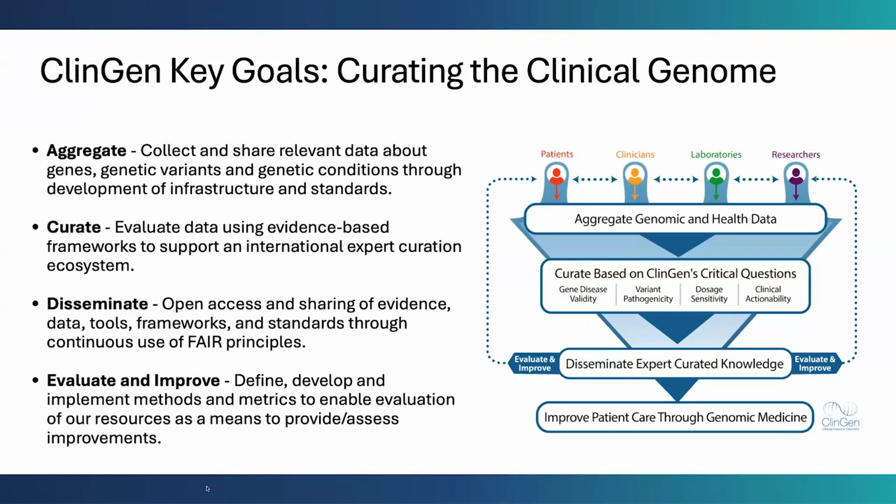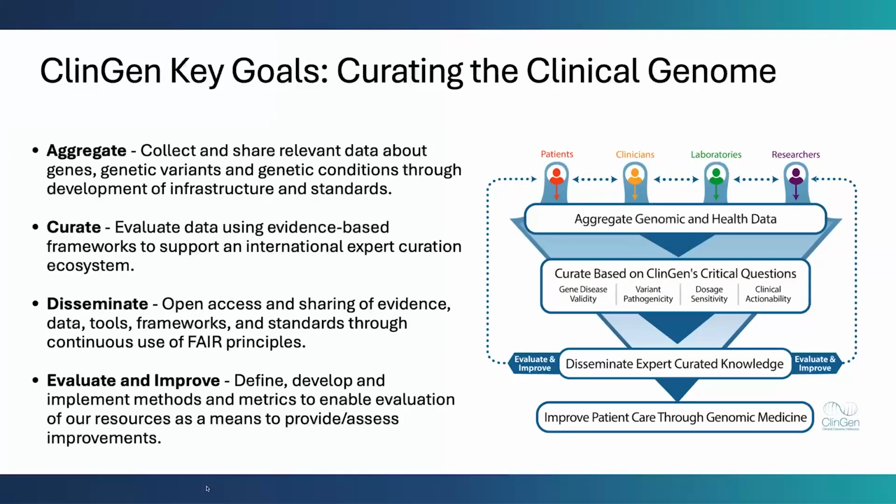And our key goals in this are really to aggregate, right? We want to collect, which is what aggregate means, but also to share relevant data we have about genes, genetic variants, and genetic conditions through the development of our infrastructure and standards. We also curate, right? That's the core of what we're doing, what Mondo does, what several other resources do. We evaluate that data using evidence-based frameworks that we've developed in ClinGen and or improved upon by other authoritative sources like the American College of Medical Genetics and Genomics. And we really do this through an expert curation ecosystem.